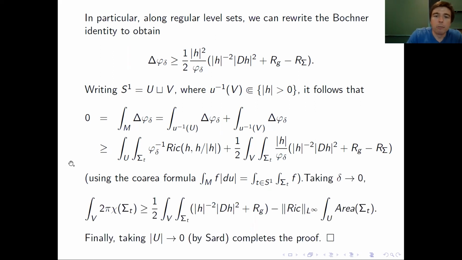All right, and then finally, we take delta going to 0. We get the following identity. This is now for our norm h term. Okay, so integrating over this nice large set containing the regular values, we have 2 pi times the Euler characteristic is bounded below by the thing we want, minus just this L infinity norm of Ricci times the integral of the area of the fibers over U. Right? So we just use the co-area formula here. But the point is the map sending a point in S1 to the area of the associated fiber is integrable. And by Sard's theorem, we can take the measure of this U as small as we want. Okay, so we can take that measure going to 0, and we get the desired identity.